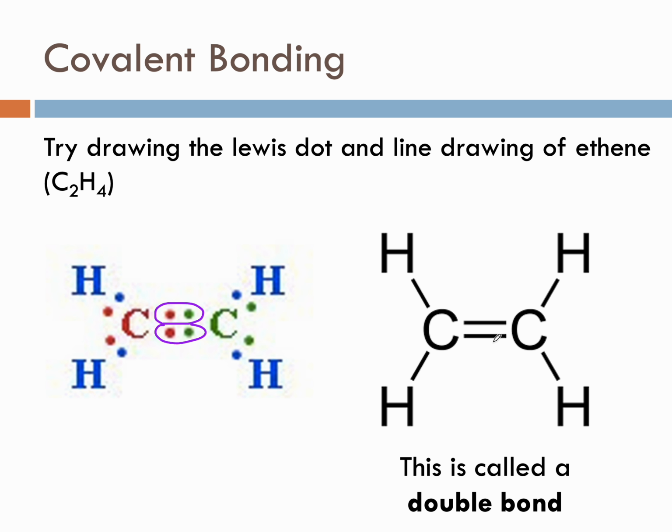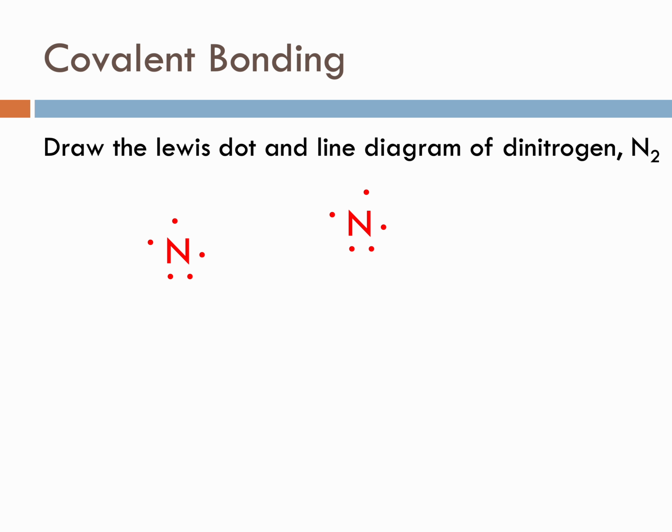You'll learn in grade 12 a little bit more about how you name those, like ethane versus ethene. That actually comes down to those double and single bonds. Let's try nitrogen next. So let's say you have N2, nitrogen bonded to nitrogen. Nitrogen has 5 valence electrons. Take a minute, pause this video, and try and draw this yourself.